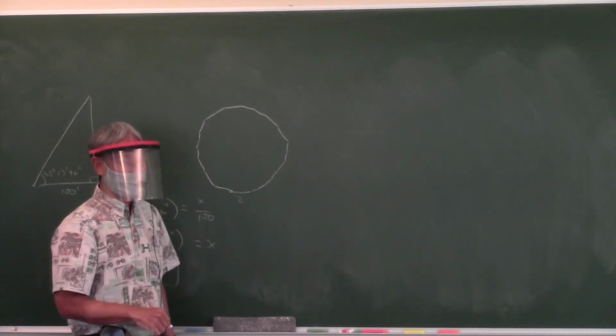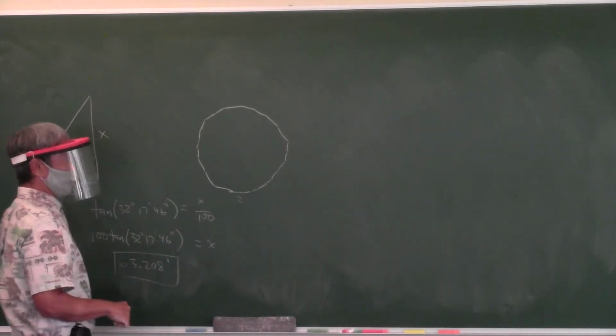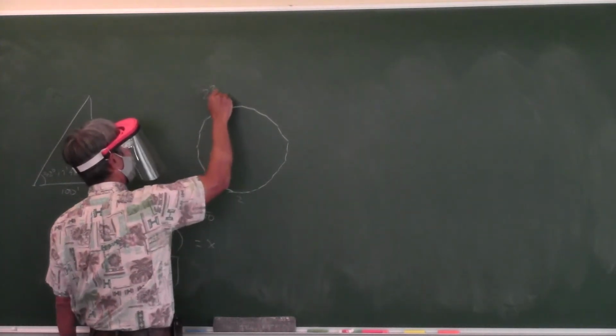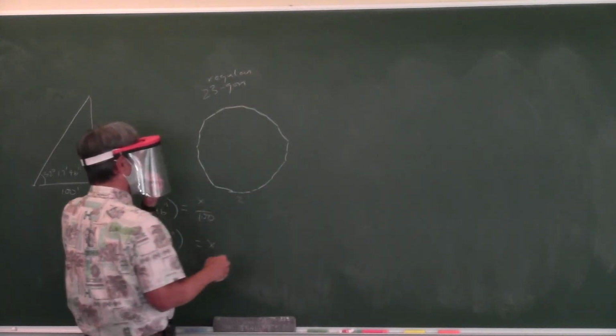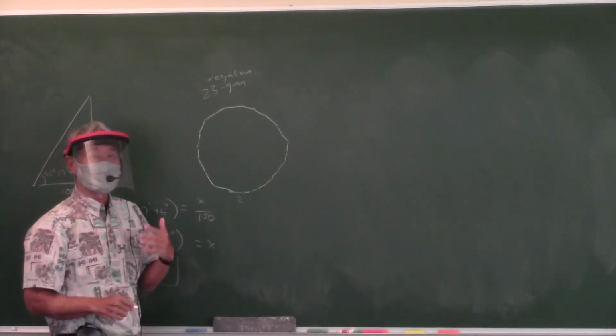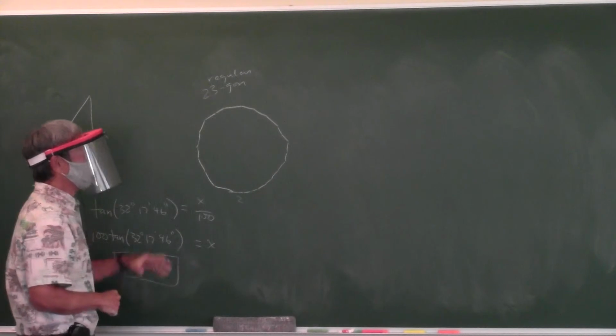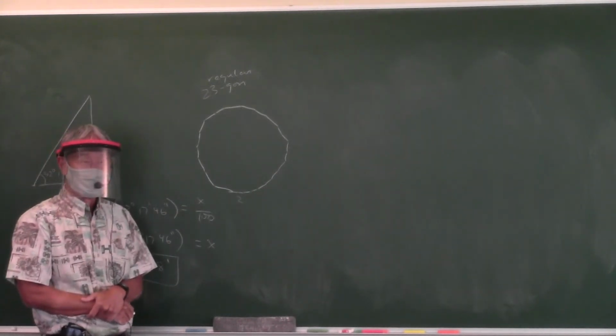I'm sure there's a word for it. We'll just call it a 23-gon. And it's regular. You guys know what regular means, right? That means all the sides and angles are equal. Okay, so how do you find the area of this thing? What do you do?